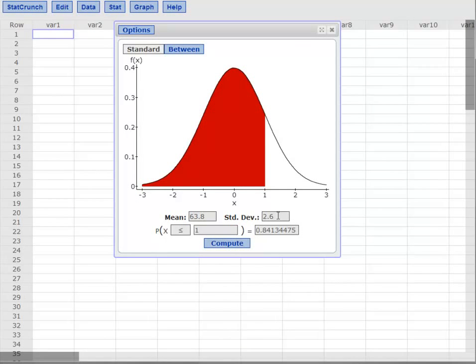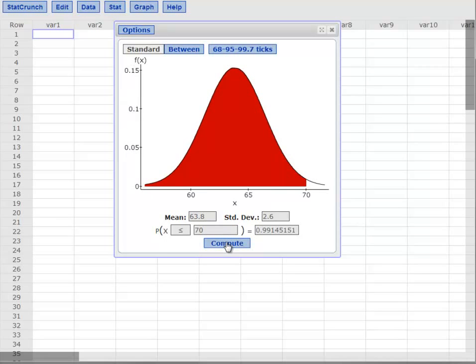And we want to know how many are above a height of 70. So if we put in 70 here and compute, look what happens. It changes the curve. You can now see that the average right here in the middle is at 63.8. The standard deviation has been shifted to 2.6. So our scale now is down here at the 60s and 70s instead of the -1s and +1, 2. The probability that x is less than or equal to 70, shaded in red, gives us 0.99145.